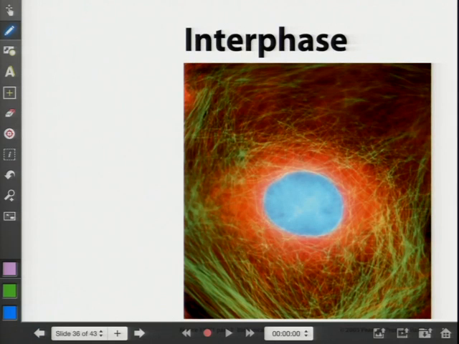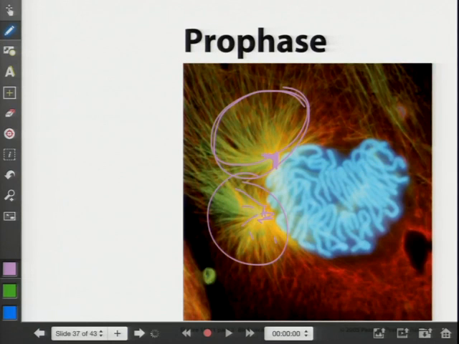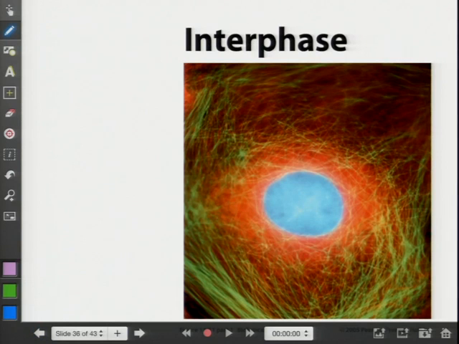Oh, so here's interphase, right? Spaghetti, right? Blue dyes DNA. You can't see anything. So in this, is that G1, G2, S? Who knows? Okay.